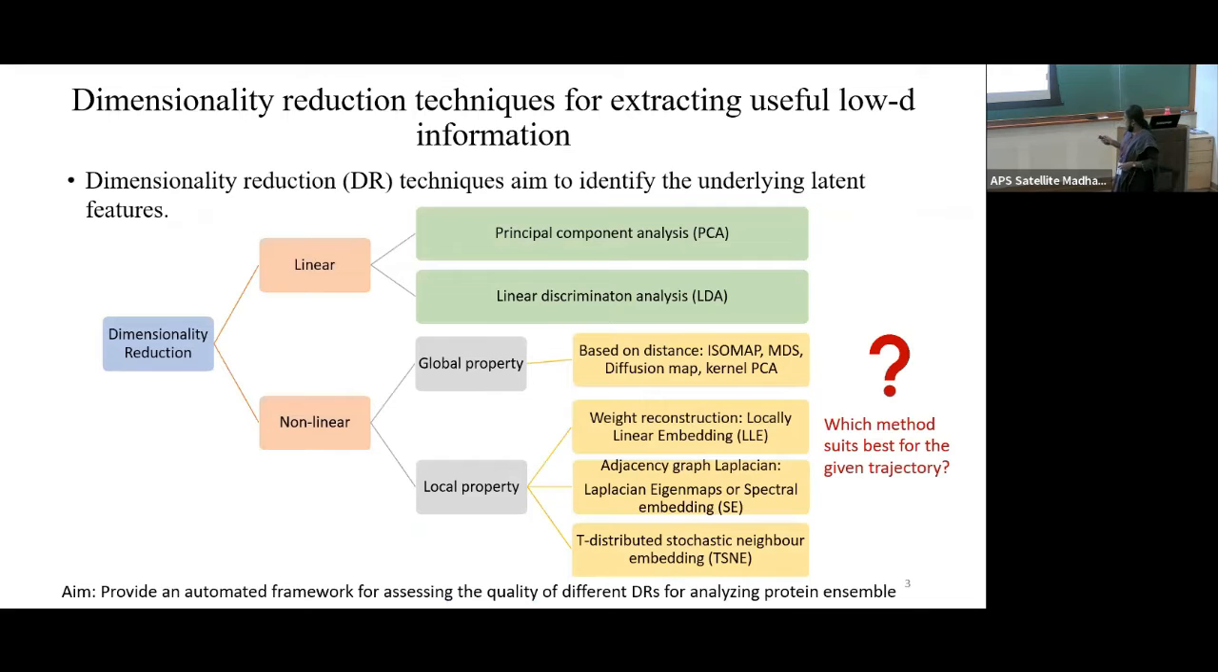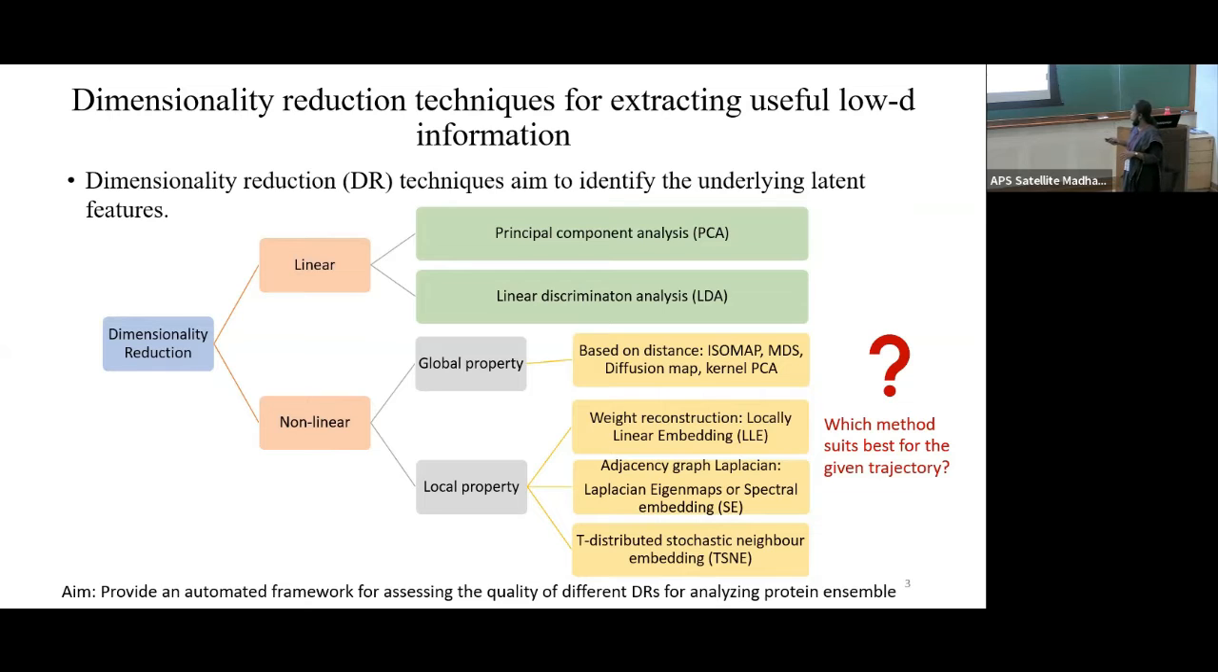So people are now mostly using dimensionality reduction methods for identifying the latent features of the protein structural ensembles. There are many dimensionality reduction methods being applied. Most of them are linear and non-linear methods. Principal component analysis is a famous example of a linear method, and for non-linear methods you have Isomap, MDS, and t-SNE. In the interest of time, I'm not going into detail about the working principle of all these different methods.